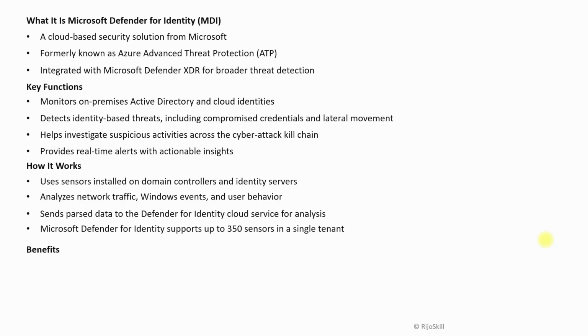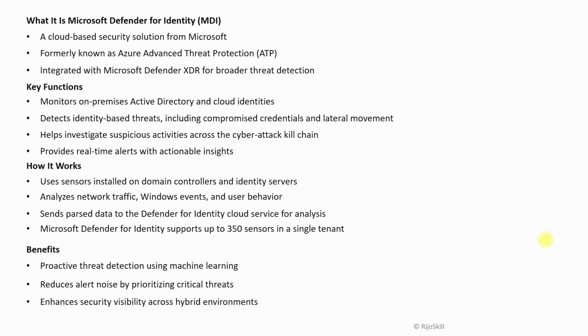And what are the benefits of using Microsoft Defender for Identity? Proactive threat detection using machine learning, so it actively detects threats using Microsoft machine learning. It reduces alert noise and prioritizes critical threats, and enhances security visibility across your hybrid environment. It also helps to prevent privileged account misuse and phishing attacks.